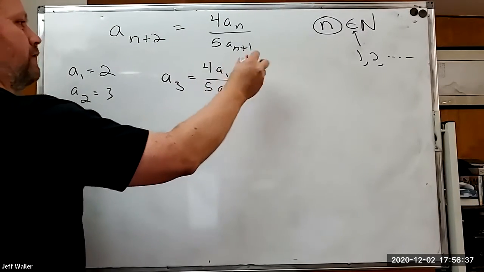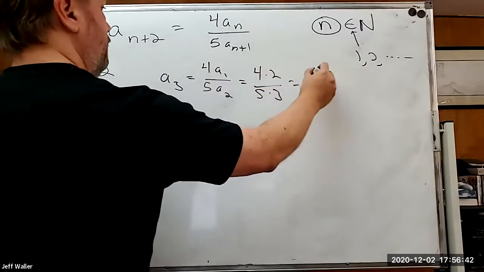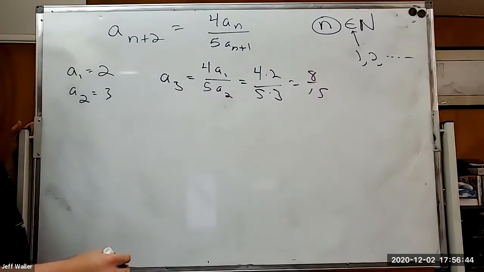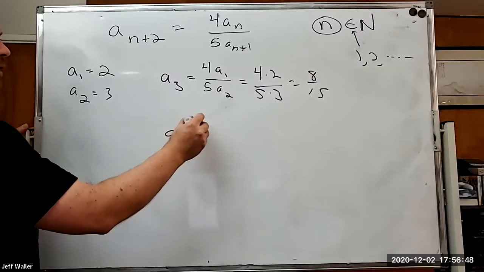And so now I can throw this in. 4 times 2 over 5 times 3 is 8/15. A4 is going to get kind of gross, ain't it? Poor little A4. Never did nobody wrong.